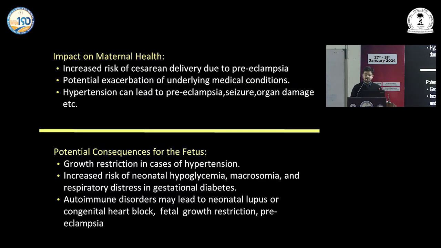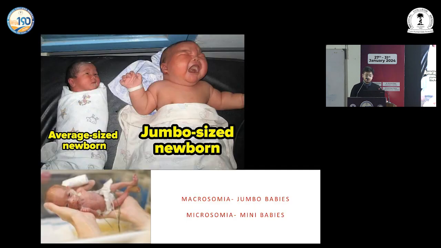The impact on maternal health includes preeclampsia and medical conditions like seizures and organ damage. This can lead to dire consequences for the fetus, like neonatal hyperglycemia, macrosomia, respiratory distress, congenital heart block, fetal growth restriction, etc. Here is a picture showing a jumbo-sized baby in comparison to an average newborn. This is called macrosomia, and below it we can see microsomia, that is mini babies.